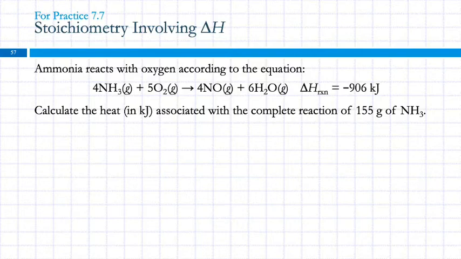Ammonia reacts with oxygen according to this equation. Calculate the heat in kilojoules associated with the complete reaction of 155 grams of ammonia. So this is the amount of heat released, it's negative, for 4 moles of ammonia, 5 moles of oxygen, 4 moles of NO, 6 moles of water.